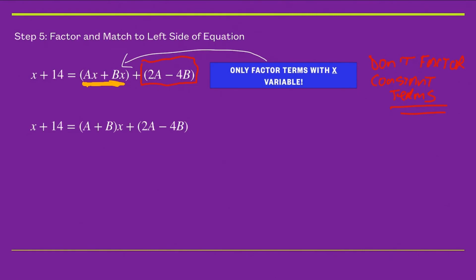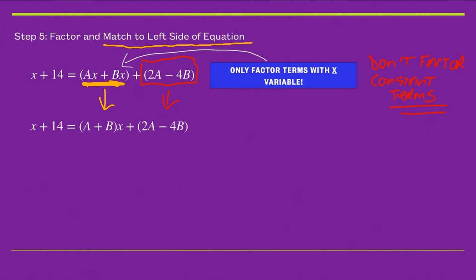All we did is, from this first parenthesis, we just took out an x, and in the second group, I didn't touch anything. I left it as is. So no matter what equation you have, you only want to factor parentheses with variables of x. Anything that's a constant you can leave. Now the next part is interesting because it says, I'm just going to underline this, match to left side of the equation. So what does that mean?